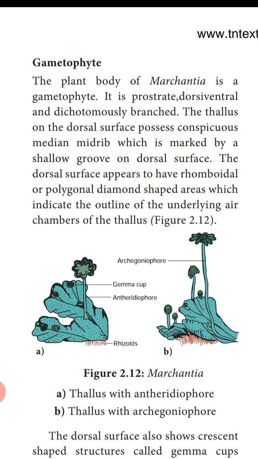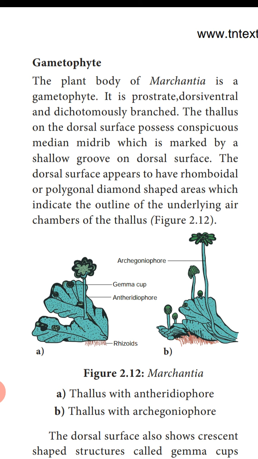It shows branchings. The thallus on the dorsal surface possesses a conspicuous median midrib which is marked by a shallow groove on the dorsal surface. That is, on the dorsal surface of the thallus we can find a small groove. Groove means a depression, a small depression is present there. That is said to be the median midrib.